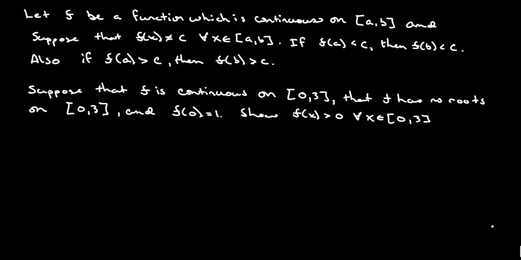Example number 8 asks us to suppose... this is the question right here for example 8. This right here is a contrapositive of the intermediate value theorem. And so basically it says, look, let me draw out what's going on here.